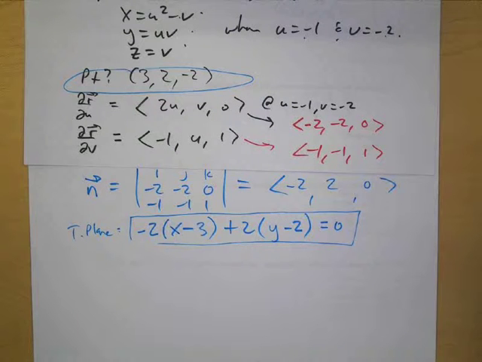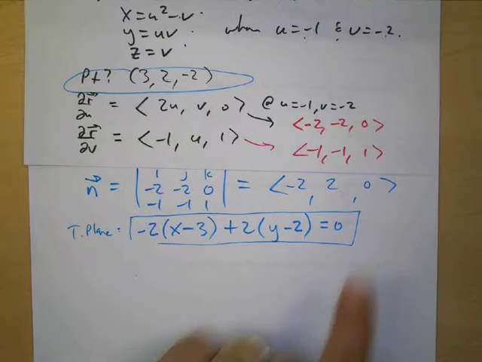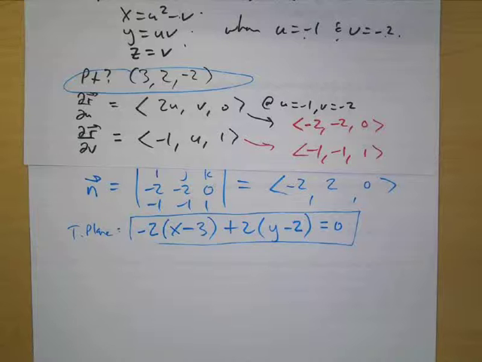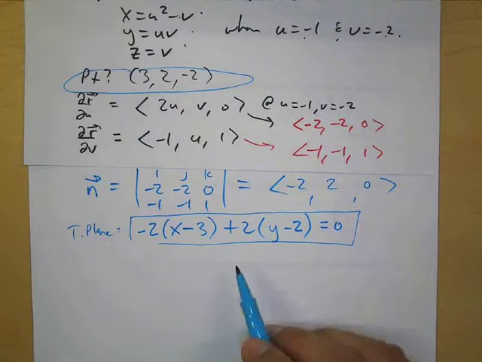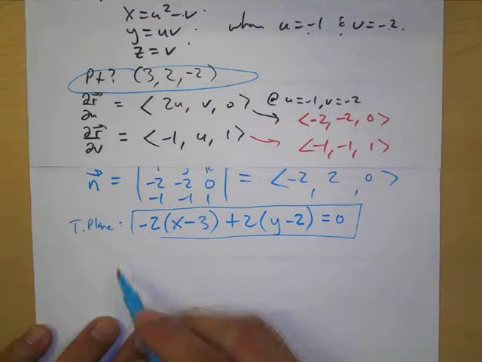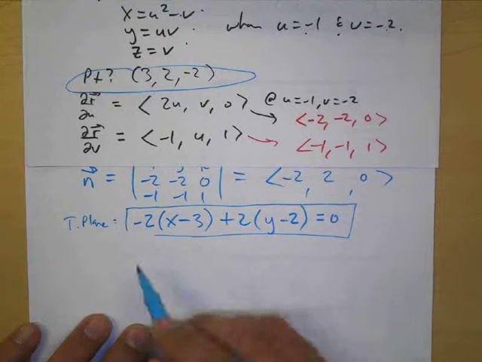Okay? Yes? Because the component for z was 0, so it'd be 0 times z minus 1, or z plus 2. Other questions? Okay. So the last thing we're going to do is tie surface area to parametric surfaces.